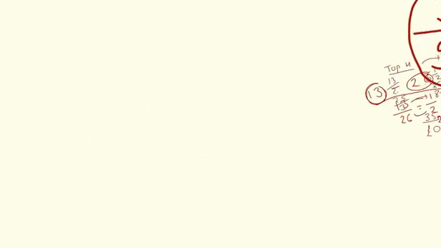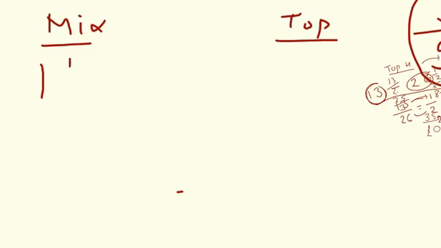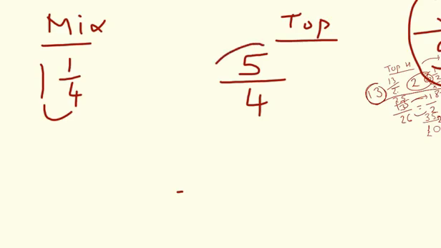Then you're going to get converting mixed to top heavy. So let's say 1 1/4. Again, you do the 1 times 4, which is 4, plus the 1 at the top, which makes it 5. So it becomes 5/4. This means 5 quarters.